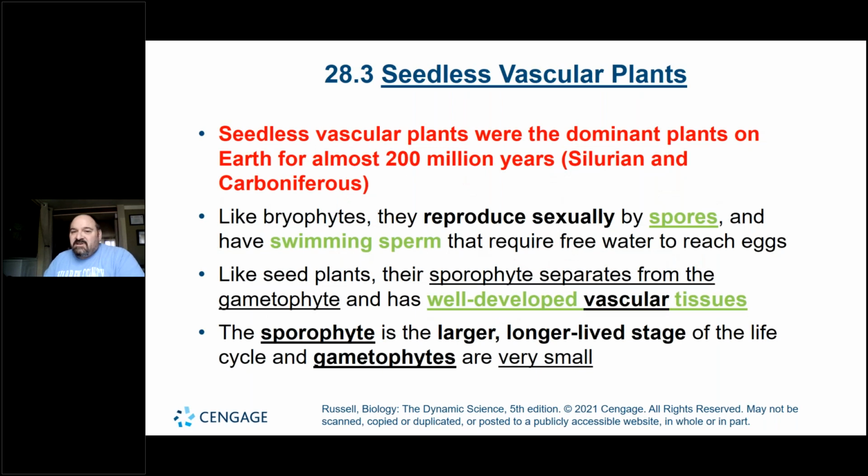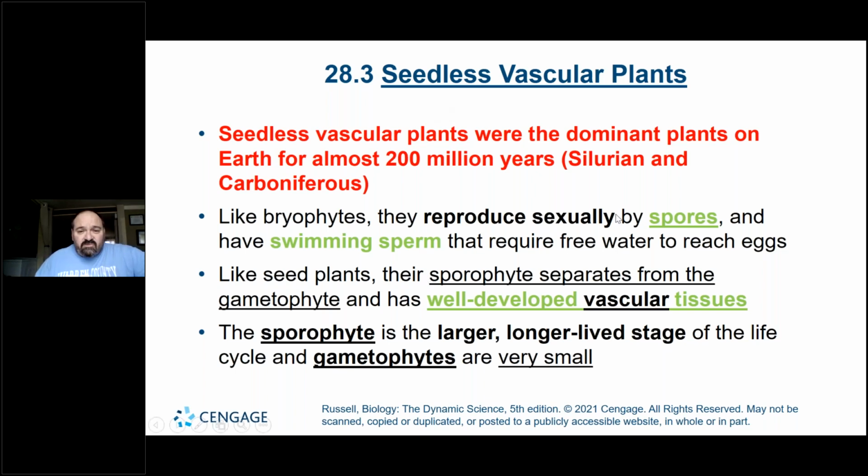So, seedless vascular plants. We looked at the non-vascular, right? And now we're going to look at the vascular and realize that this will allow for this vegetation to grow in size. Now look at this here. Seedless vascular plants were the dominant plants on the earth for almost 200 million years in these different periods. Quite a long period of time as far as evolutionary theory is concerned, these seedless vascular plants were very important, okay?